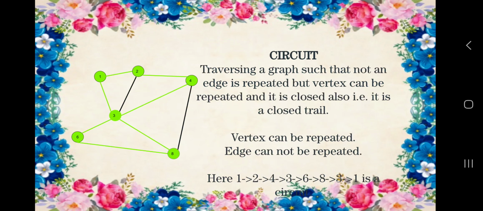Next is the circuit. In a circuit, vertices can also be repeated, but edges cannot be repeated. So in this diagram, you can check with the path 1 to 2, 2 to 4, 4 to 3, 3 to 6, 6 to 8, 8 to 3, 3 to 1. So we call this a circuit.